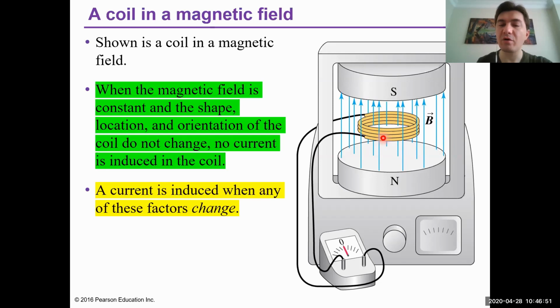But whenever you change the magnetic field, you decrease the magnetic field or you increase the magnetic field, or you change the position of the coil, now it is staying like this, if you move it like this, then if you decrease or increase number of the turns, then a current is induced within that coil. If we change any factors here, shape, magnetic field, location, orientation of the coil, okay, there will be current within the meter here.